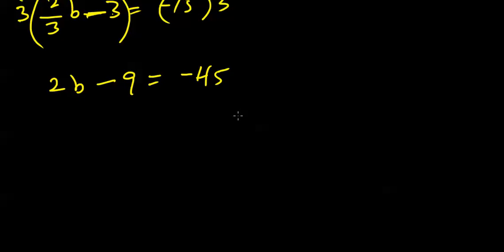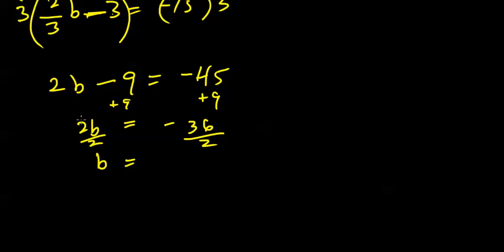Again, we want to solve for b here, so I will then add 9 to both sides. All right, leaving 2b on the left, and minus 45 plus 9 is negative 36. Okay. And then I'll divide both sides by 2. Minus 36 divided by 2. The 2's cancel out on the left, and I get b equals negative 18. So b equals negative 18 is the return for that fractional equation. Okay?